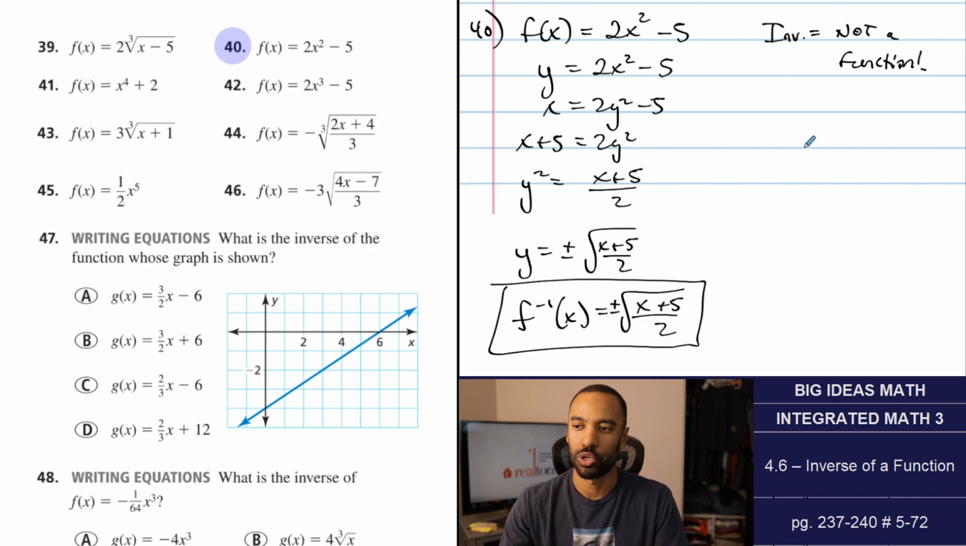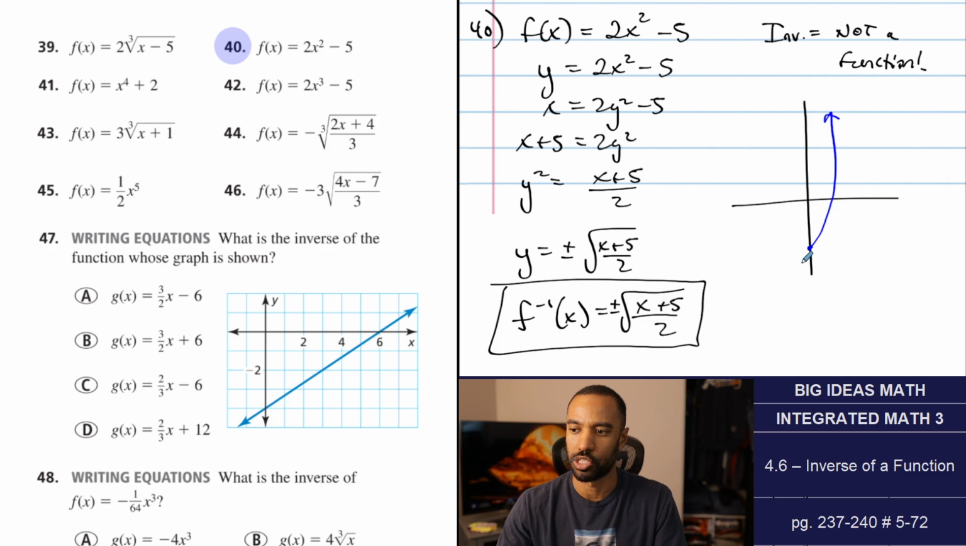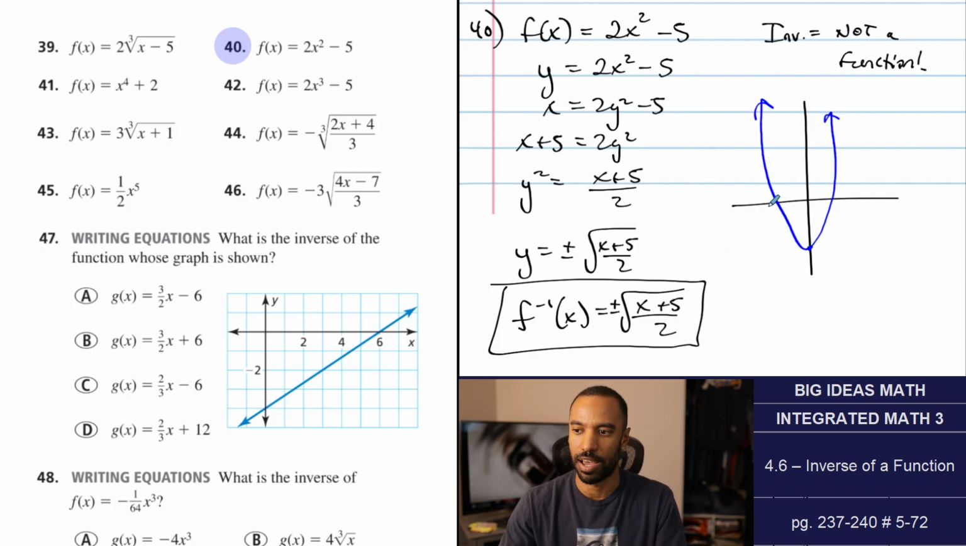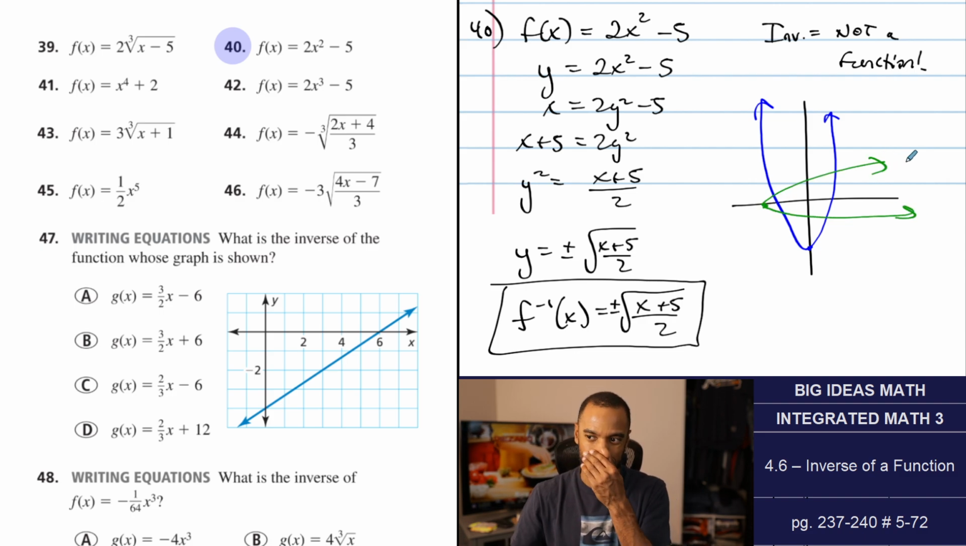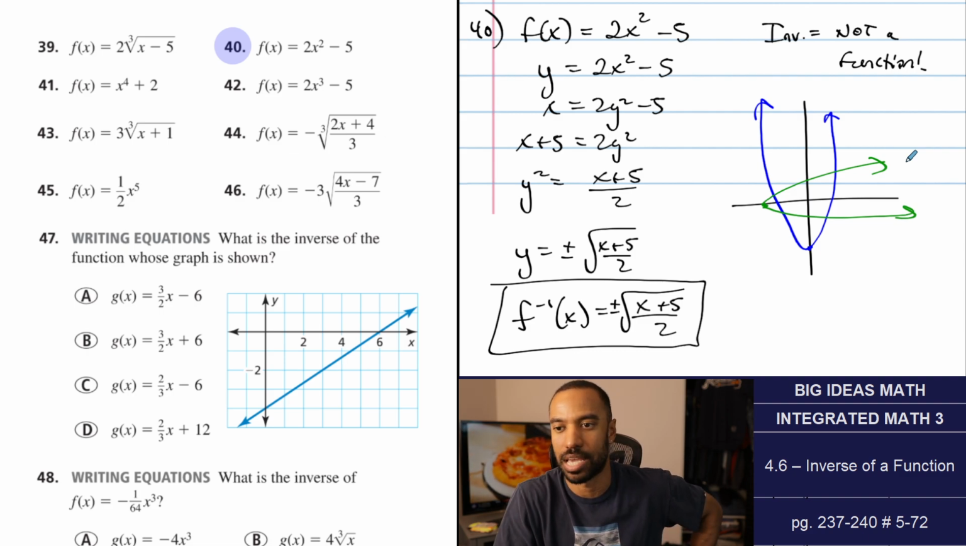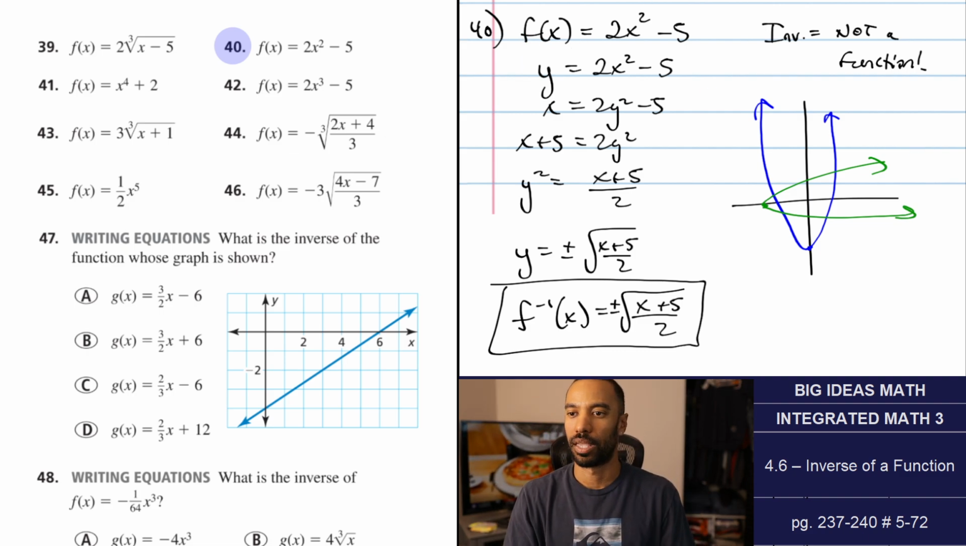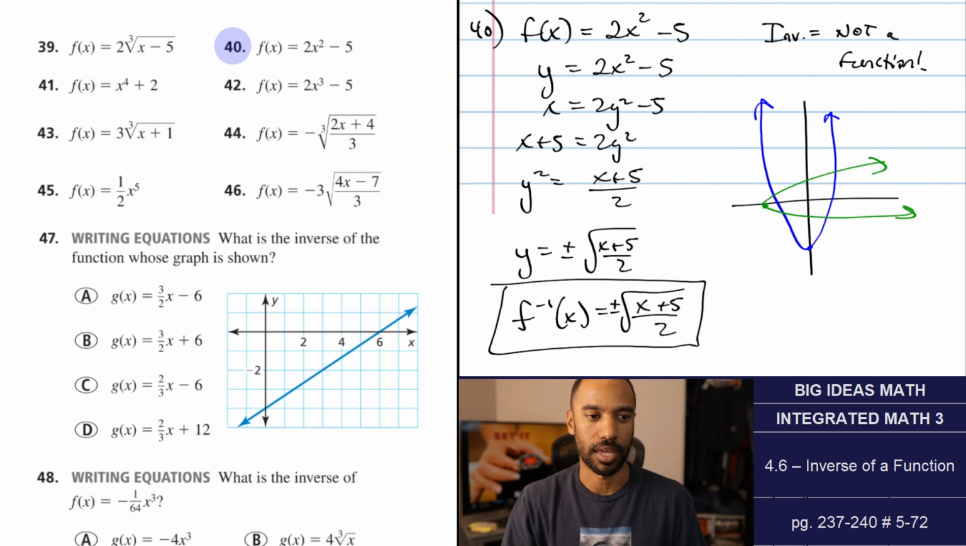So whatever this original graph was going to look like, the 2x squared minus 5, it would have gone like this and probably pretty tall as a parabola. This other one probably would have a point at 0, -5, like this over here. And it would have gone tall over here, but it would have gone both directions. Not a function, failing the vertical line test, but that is still its inverse. And we still found it, so the plus or minus is required on that.